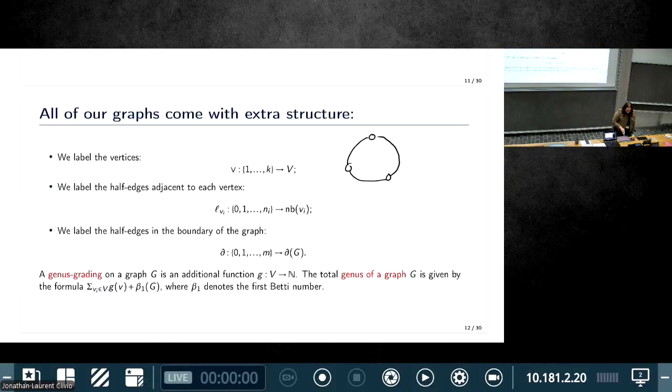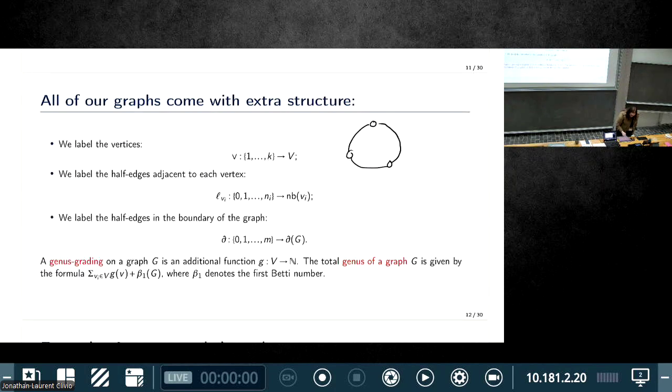So I'm just going to give this additional function, and I'm going to label each vertex. So it has a number, and I'm going to give it a genus. Then the total genus of the graph is going to be given by this formula: I'm going to add up the genuses of each vertex, and then add the first Betti number of G. I'm going to show you an example right here.